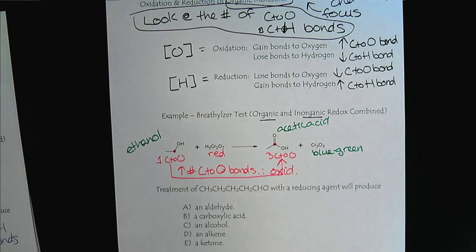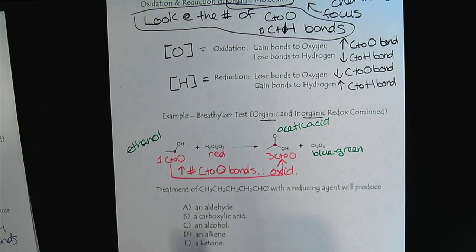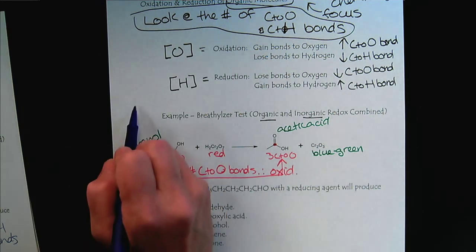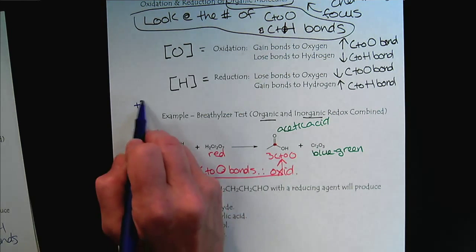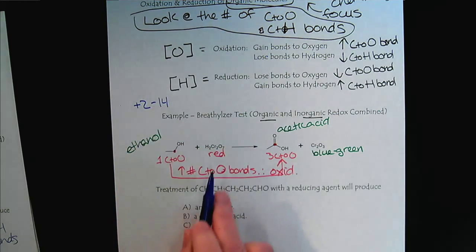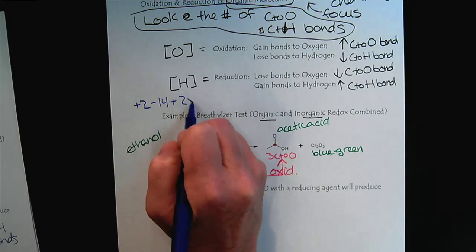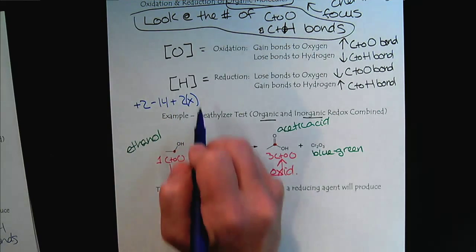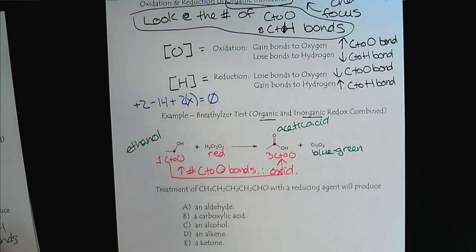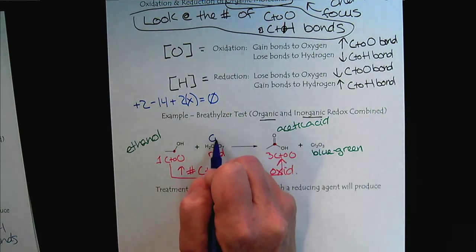Now, to confirm that, we can predict that the chromium is reducing, but let's verify that. The hydrogens are each +1, so that gives us a +2. And then the oxides would be 7 times -2, so that would be -14. And then we have 2 chromiums, and we're not sure what the charge is, and we know it has to equal 0. If we solve this algebraically, we will see that the chromium is +6.